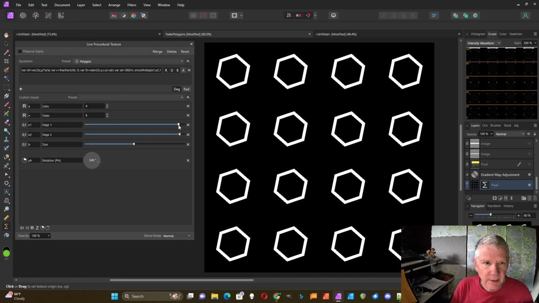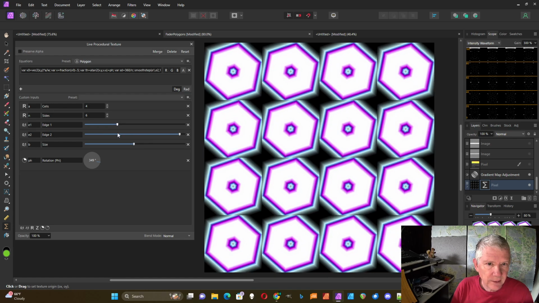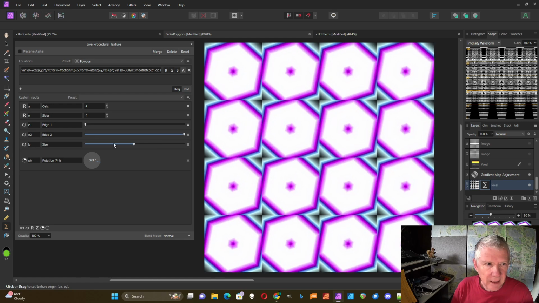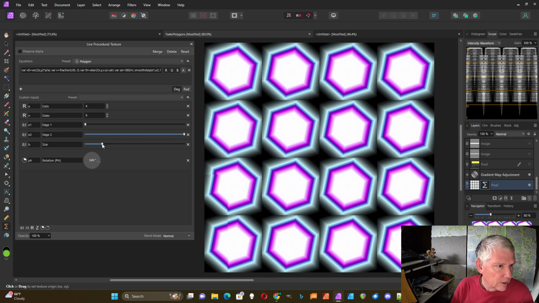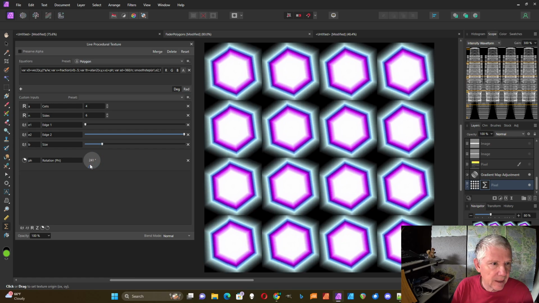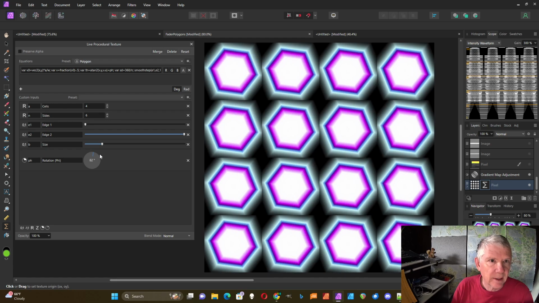And then with the edges, I can control the fading of this, and I've got it set to pass through a gradient map over here. So I can use that gradient map, and I can rotate these around like that. So in this video I'm going to show how to do that.